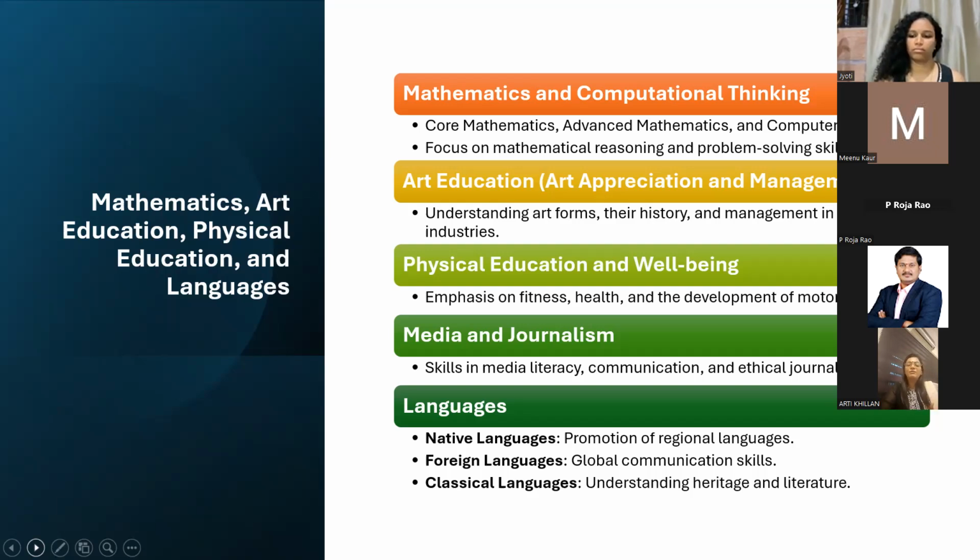R1 is native language, R2 is foreign language, and R3 is classical language. Native language, definitely, is for the promotion of regional languages. Foreign language, to develop global communication skills. And to understand the heritage and literature, multilingualism, I'm sure the entire community of educators is quite aware of after NEP has been introduced. So it is basically to understand the heritage and literature.